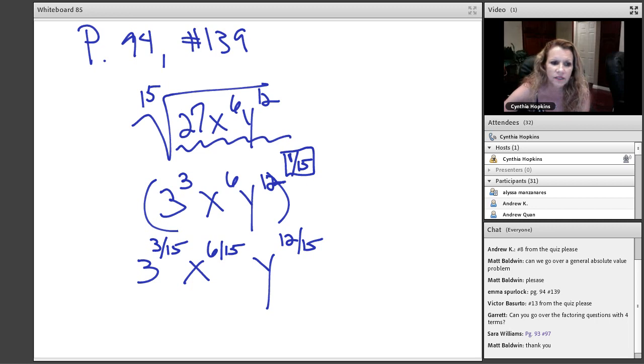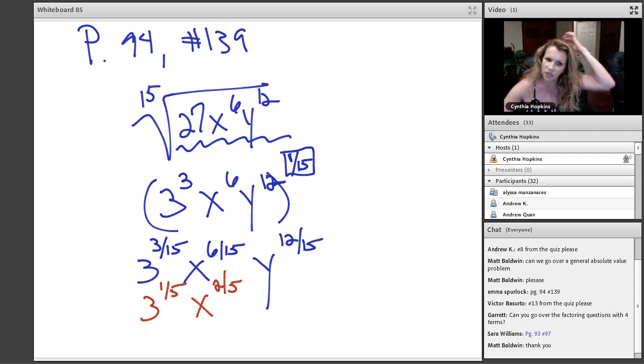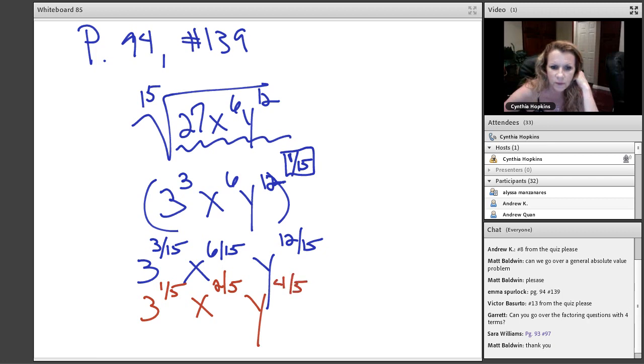All right, well, every single one of those fractions can be simplified. This becomes 3 to the 1/5. This becomes x to the 2/5. I simplified each of those by 3. So 3 goes into 6 twice, and 3 goes into 15 5 times. And then I get y to the, and then 3 goes into those also, so 4/5 power. So notice that every single fractional exponent has, for the denominator, a 5.